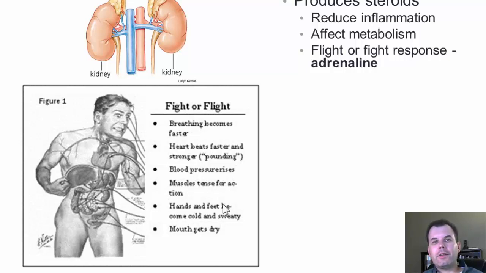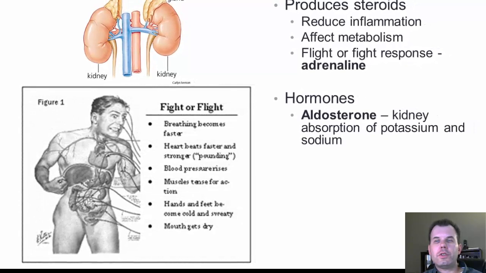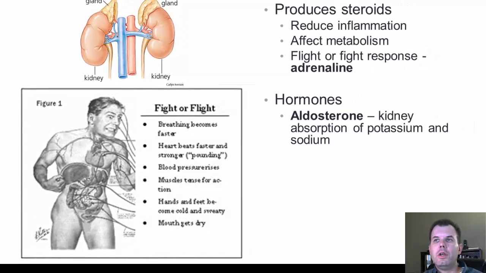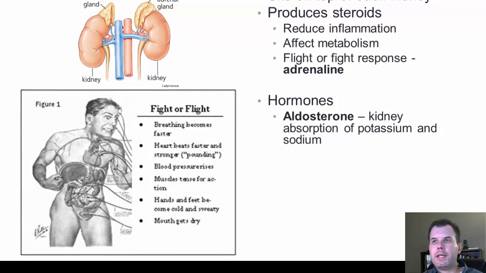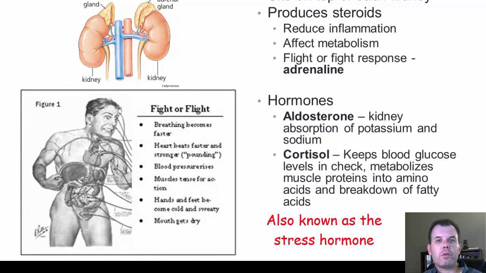And so that, again, is produced by the adrenal gland, which sits on top of the kidneys. Now, the hormones that it produces are aldosterone, which involves kidney absorption of the potassium and sodium, and then cortisol, which is, again, important for blood glucose level. It keeps the blood glucose levels in check, helps metabolize muscle proteins and amino acids and break down fatty acids. And so one of the drugs that people are now taking are drugs that block cortisol.